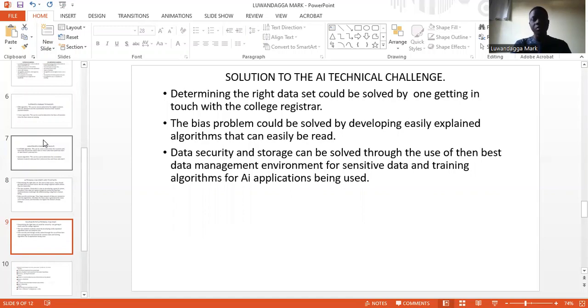Then data security and storage can be solved through the use of a cloud-based data management environment for sensitive data and training the algorithms for the AI applications being used. So you have to train the algorithm, the AI applications being used. I think this one is also self-explanatory.